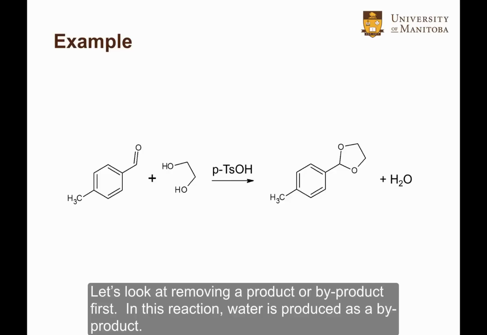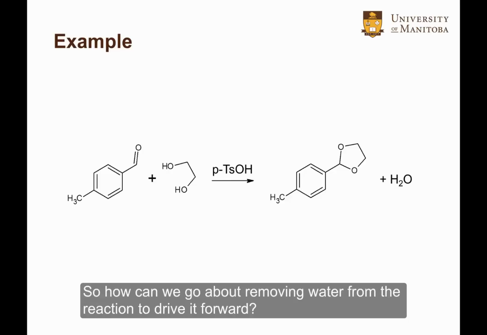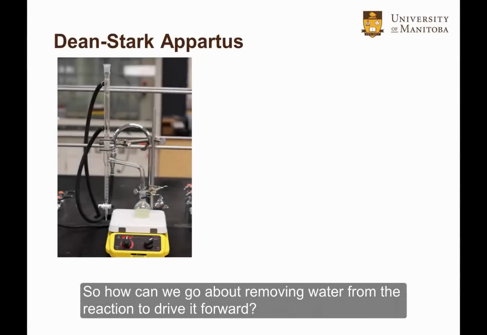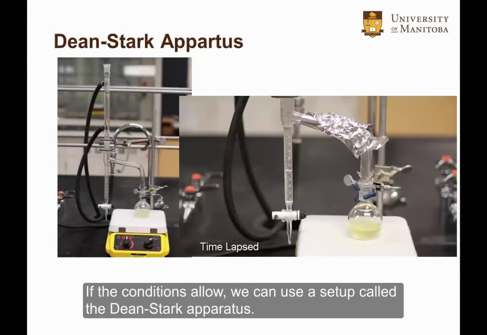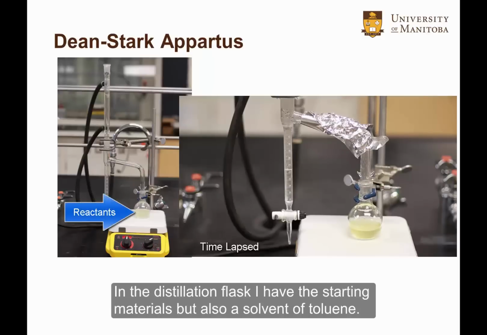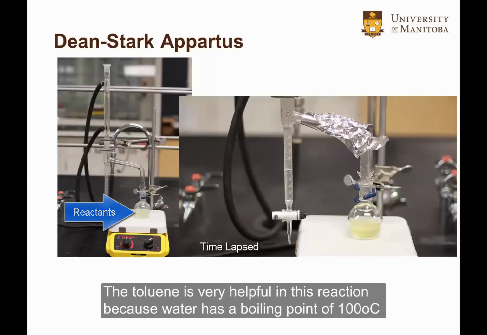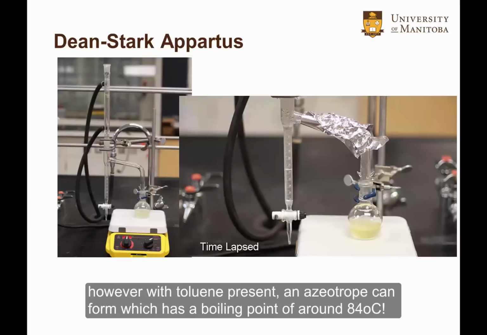In this reaction, water is produced as a byproduct. So how can we go about removing water from the reaction to drive it forward? If the conditions allow, we can use a setup called the Dean-Stark apparatus. In the distillation flask, I have the starting materials, but also a solvent of toluene. The toluene is very helpful in this reaction because water has a boiling point of 100 degrees Celsius. However, with toluene present, an azeotrope can form, which has a boiling point of around 84 degrees Celsius.